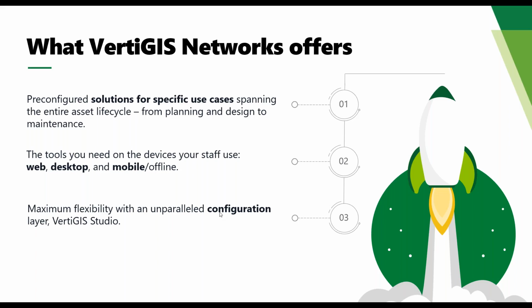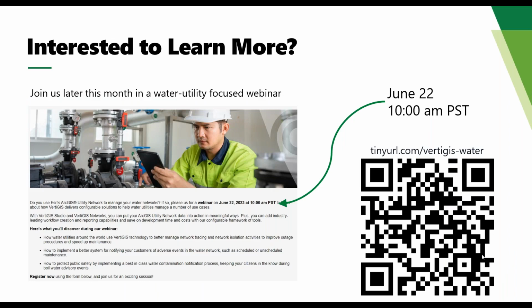That's a really key value proposition that we're adding for customers that are trying to manage their networks. I mentioned I'd leave you with some takeaways. So if you want to learn more, we've been towards the end of the month. It's on June 22nd, exactly at this time as well, 10 a.m. Pacific. Please join us. We're going to focus on water. We're going to be looking at boil water advisory use cases, valve isolation trace use cases, and the other things that are really important in that sector. Hope to see you there.